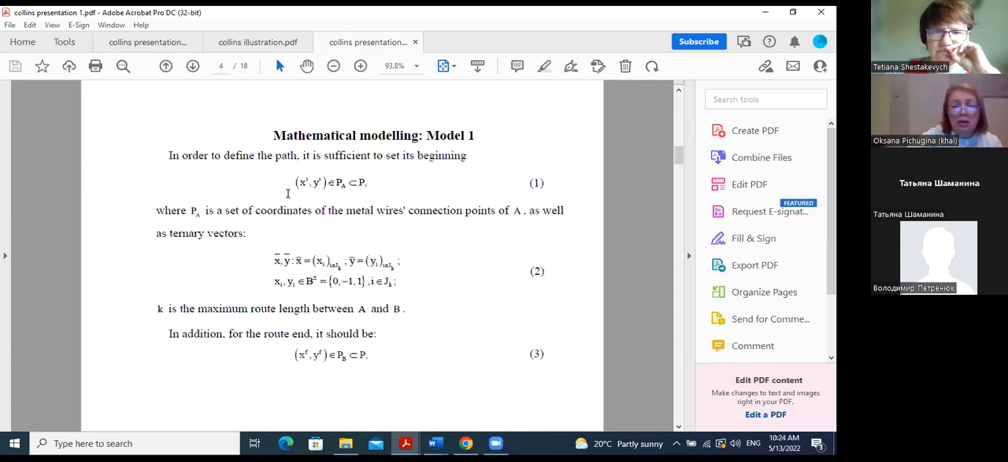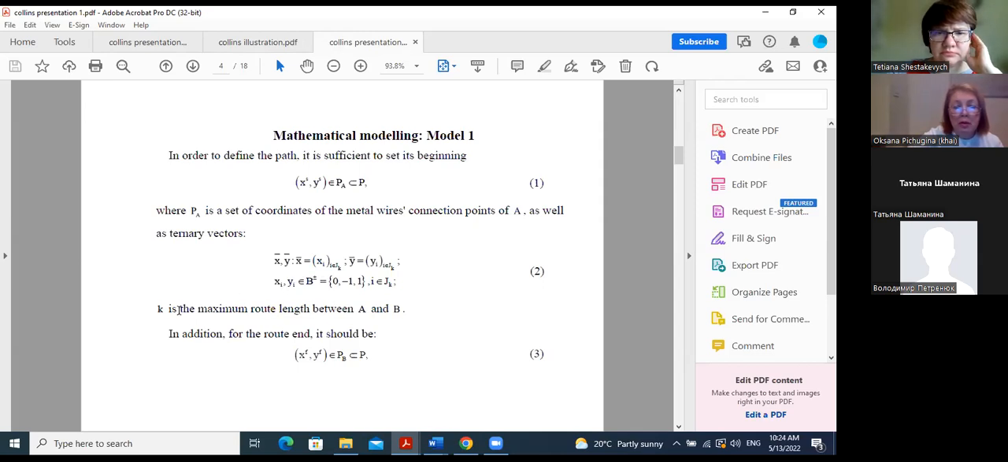But if you try to solve the problem to optimality, it has to be represented in another form. Next one: when we know the starting points, the rest of the paths can be represented in the form of 0, minus 1, 1 vectors, two vectors x and y, where x is responsible for horizontal moving and y for vertical moving, and where 0 means that we stay at the position, minus 1 we go to the left or to the bottom, and 1 to the right and up.